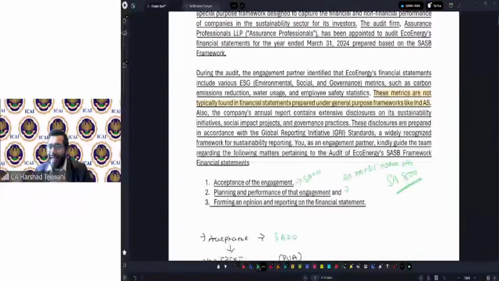SA 800 says that, okay, usually for forming an opinion and reporting, which SA do you use? Anyone? No? So generally we use SA 700, and here also, for forming an opinion, we need to use or apply SA 700.